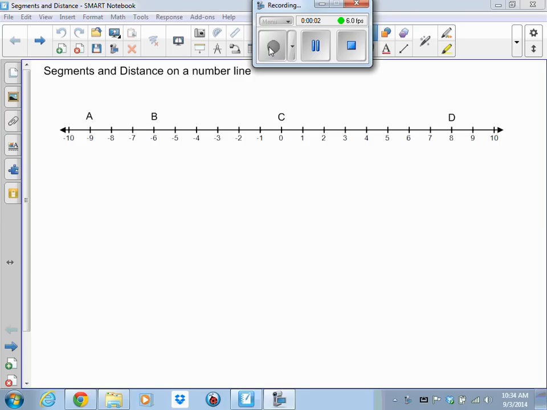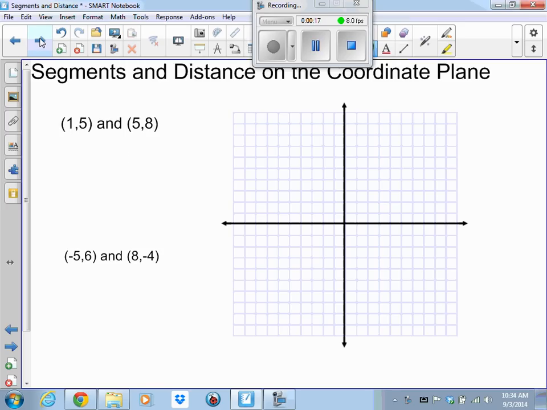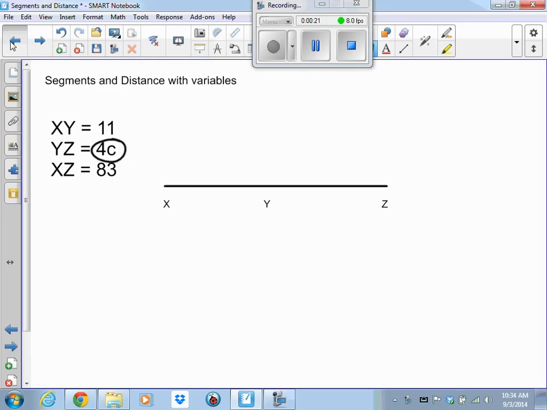All right, today we're going to talk about the length of line segments. We're going to do it a couple of different ways. We're going to do it on a number line, and then coming up, we're going to do it using variables. For instance, here is a 4C. They get a little bit harder. And then we're going to do it on a coordinate plane, which is probably the hardest, and we'll talk about that when we get there.